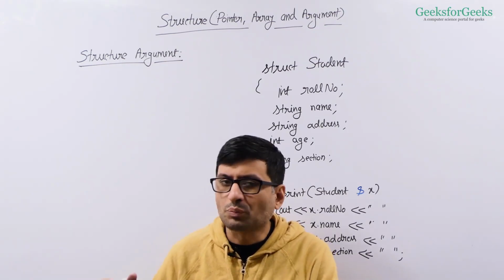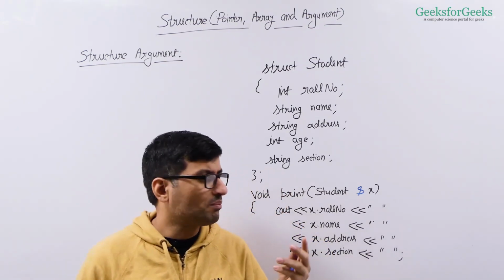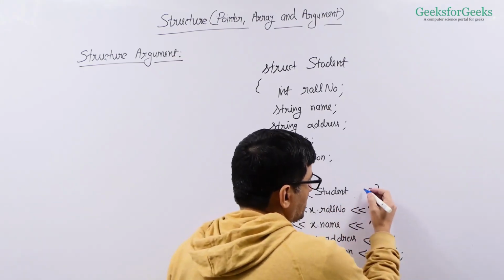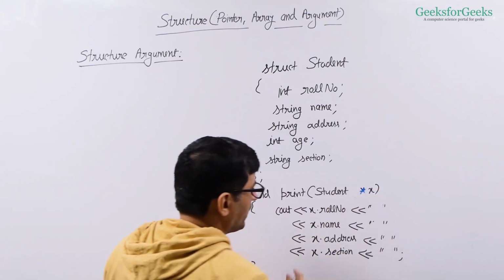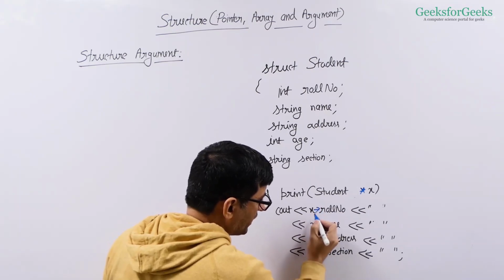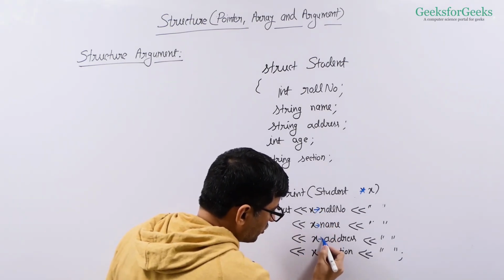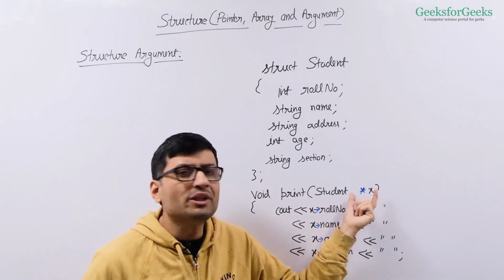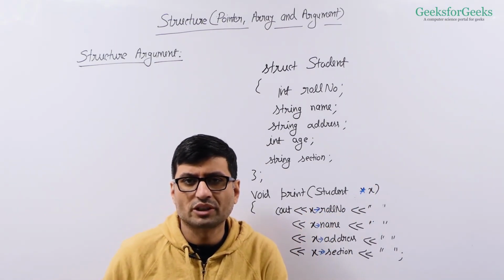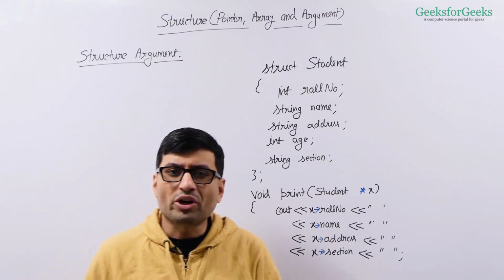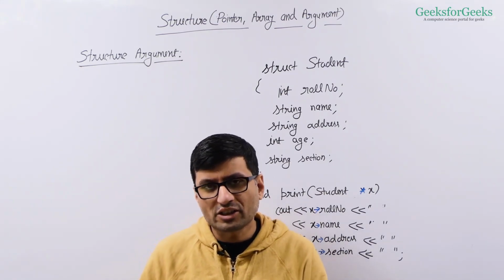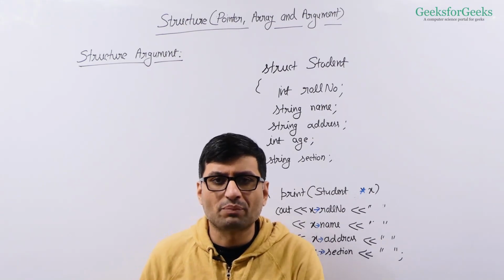We can also use pointers. We can pass a pointer to a student. We can change this code to accept a pointer and then access the members using the arrow operator. This is also optimized because now a copy is not created of such a large object. So one important thing, we should always prefer to pass structures by reference or by pointer.